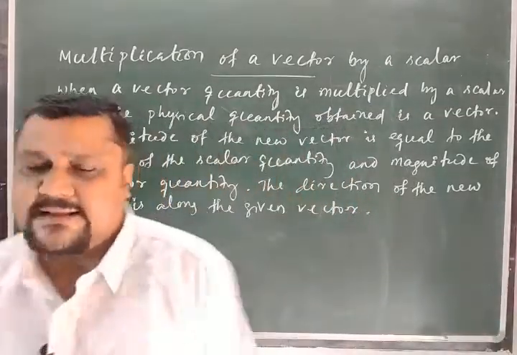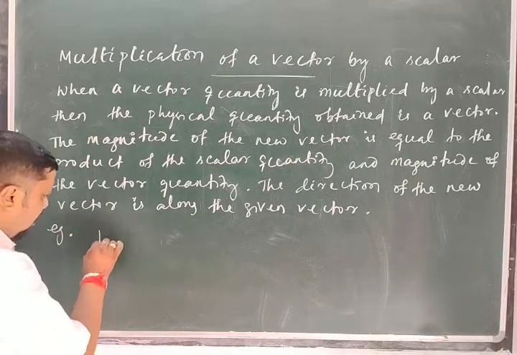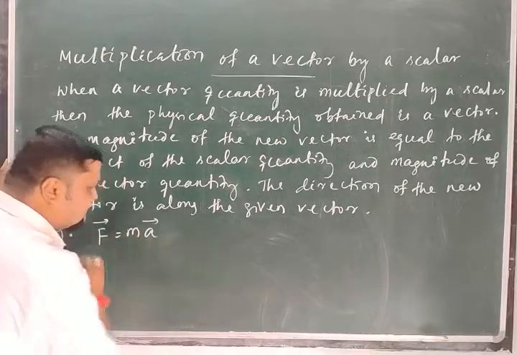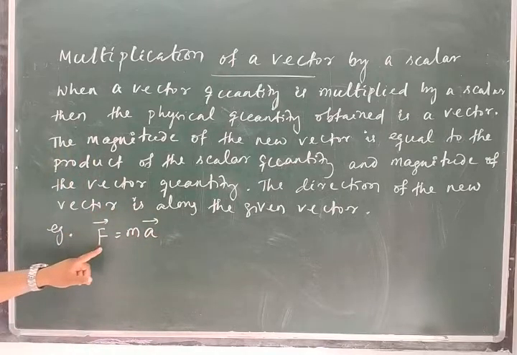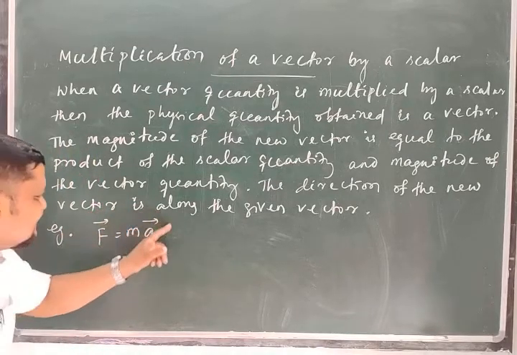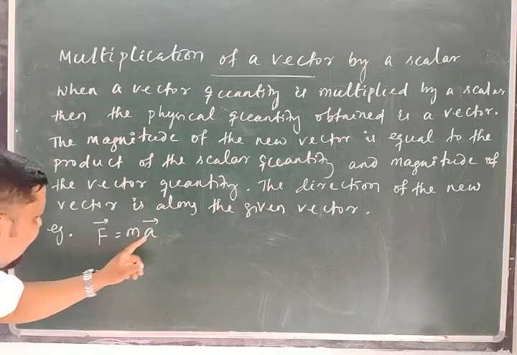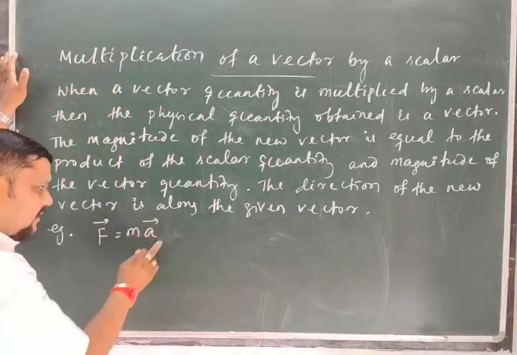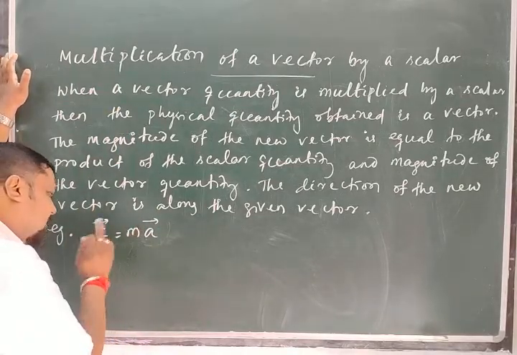Let me take an example. As you know, force F is equal to mass times acceleration. Here force is a vector quantity, acceleration is a vector quantity, but mass is a scalar quantity. Now in the expression F equals ma, this is the case of multiplication of a vector, acceleration, by a scalar, mass.